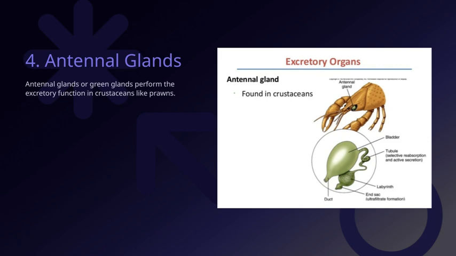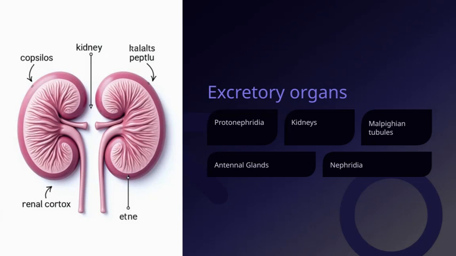Their position is strategic, allowing them to efficiently filter out waste from the hemolymph, or the crustacean's blood equivalent. This excretory function is vital, especially because crustaceans often live in environments where waste buildup can be problematic. So, in summary, these glands are key to the crustacean's ability to regulate its internal environment and stay healthy in its aquatic habitat. Now, let's take a closer look at some of the key excretory organs found in various organisms.